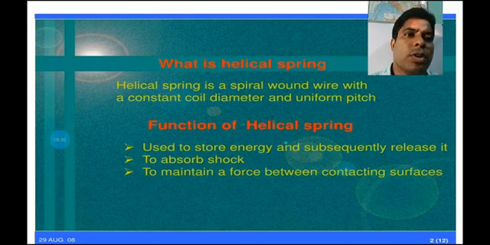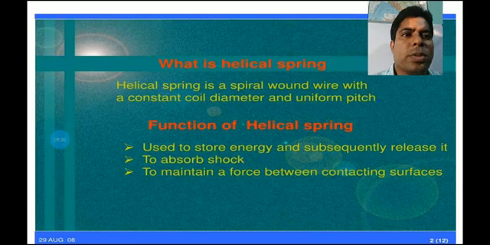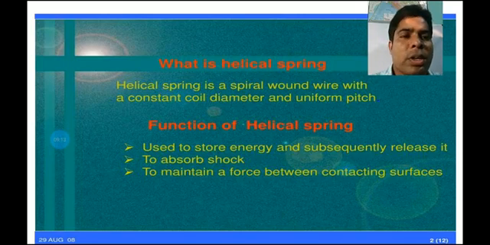So we can conclude that the coil dia is always greater than the wire dia. If the coil dia is expressed as capital D and the wire dia as small d, then coil dia by wire dia, that is capital D by small d, is denoted by the capital letter C. That C is known as the spring index.